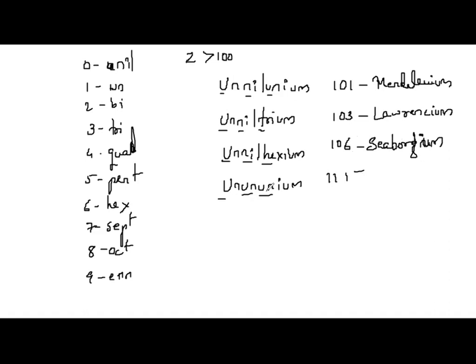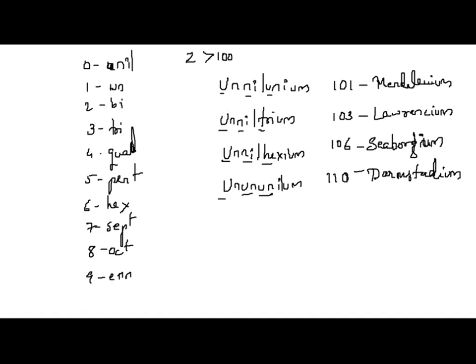111, sorry, it is unnil. What option is given? It is unnilium. So it is 110. Unnilium is 110. 110 is what? Darmstadtium. 111, Roentgenium. 112, Copernicium. Yes.